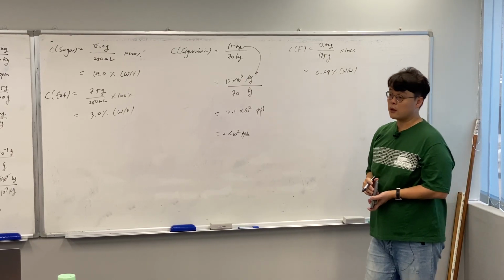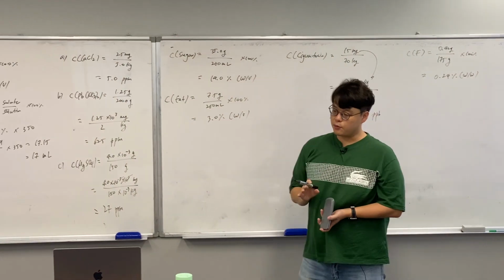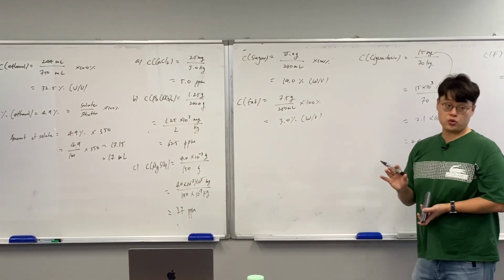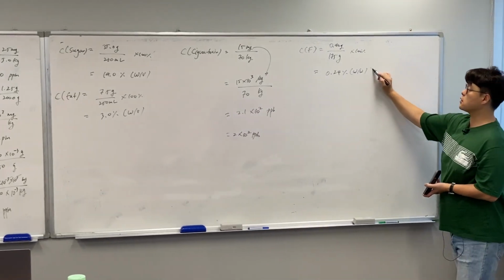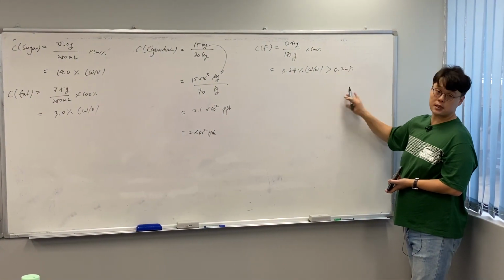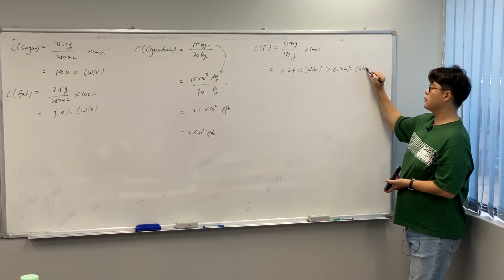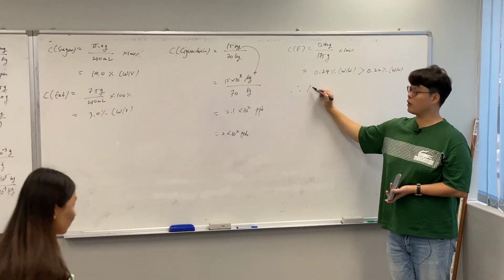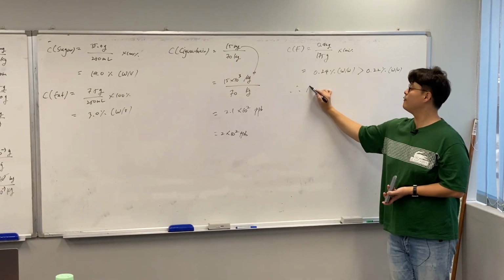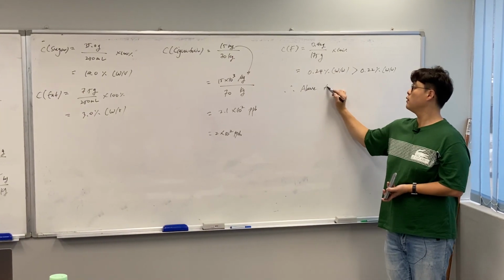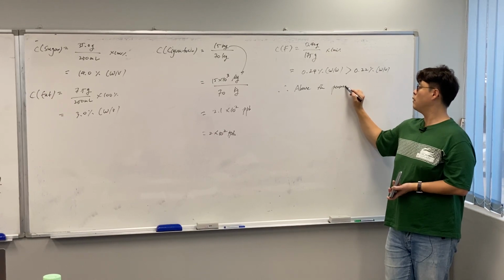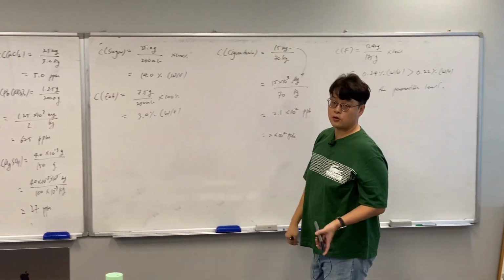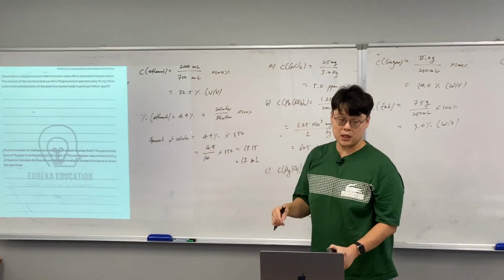Okay. Now, the question is asking whether this is permissible or not. The permissible level is 0.22%. So make sure you check that this is greater than 0.22% weight per weight. Therefore, it's above the permissible level. Make sure you write down the conclusion as well, because that's what the question is asking you.